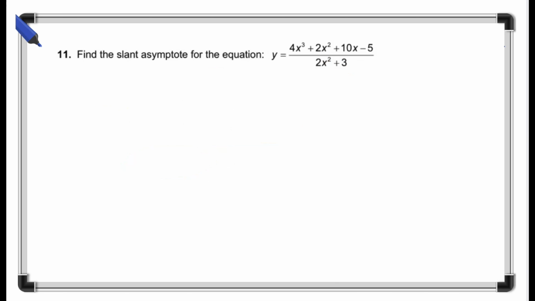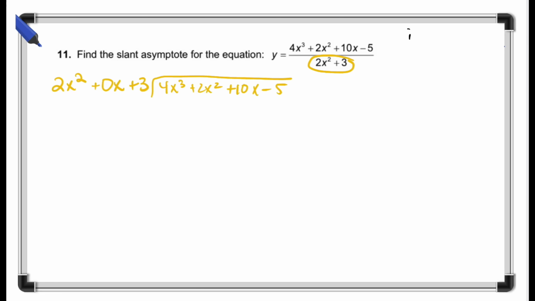Okay, so when you're trying to find the slant asymptote for question number 11, here we actually cannot use synthetic division due to the fact that you have 2x squared plus 3, and that is not a linear factor. So we will have to do long division. So we can go ahead and write 2x squared, what we're dividing by, and then plus 3. If you want to put 0x to help you with your setup, that might work out. And that's divided by 4x cubed plus 2x squared plus 10x minus 5.